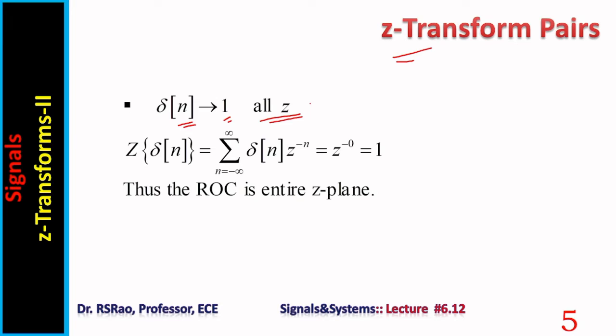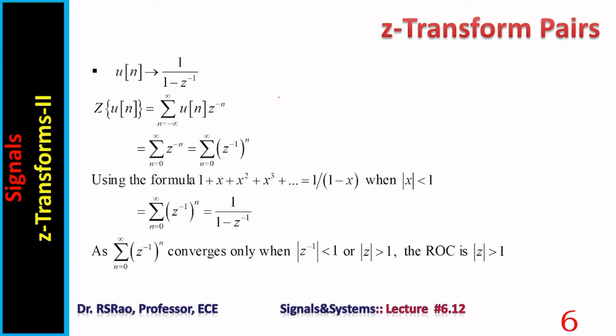How to find the validity of this result? For that, apply the Z transform definition to delta of n. It gives us sigma n equal to minus infinity to plus infinity delta of n multiplied by z power minus n. This is equal to 1. As it is 1, ROC is the entire z plane.